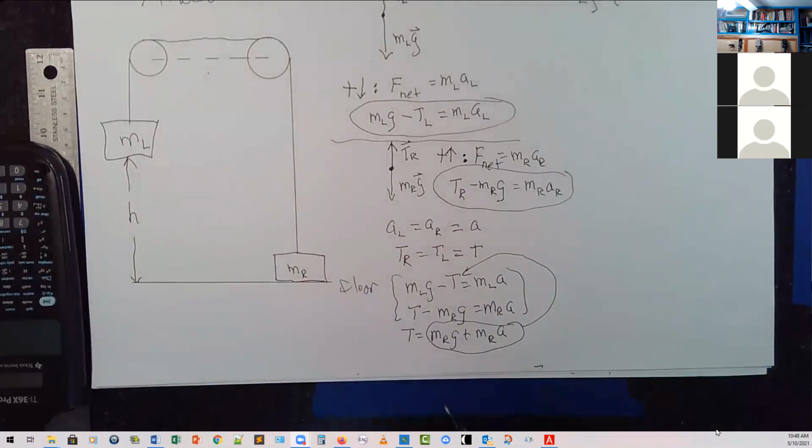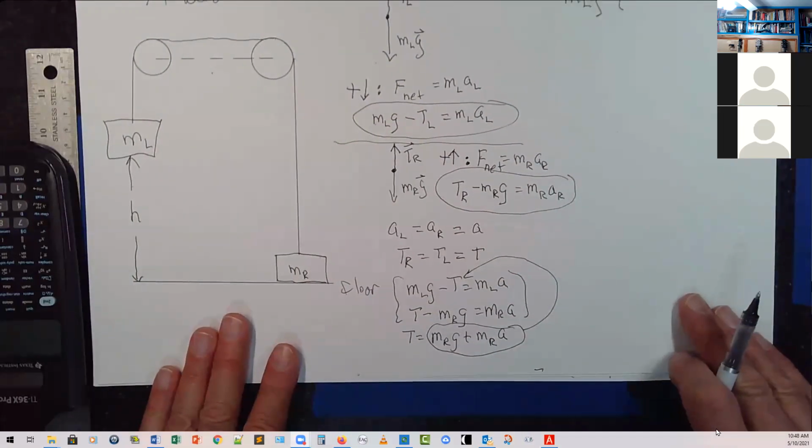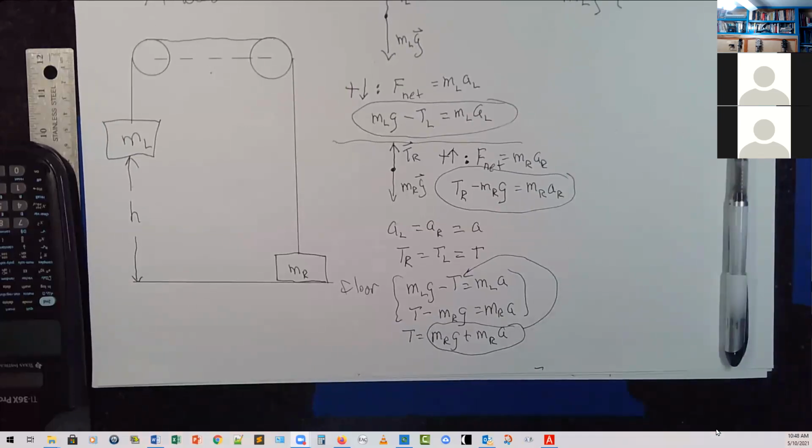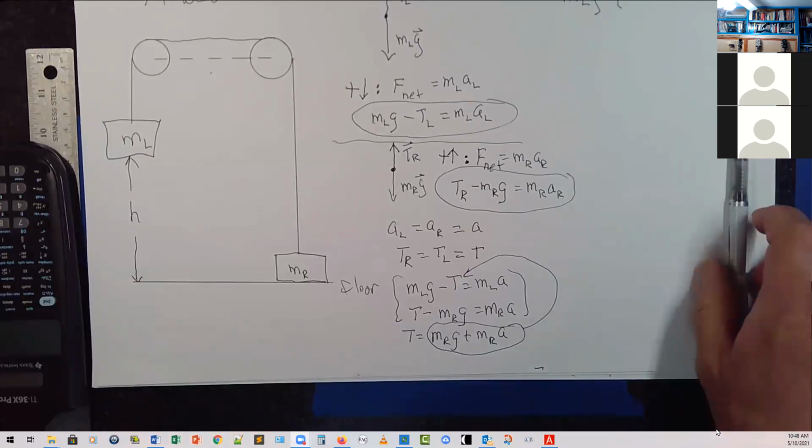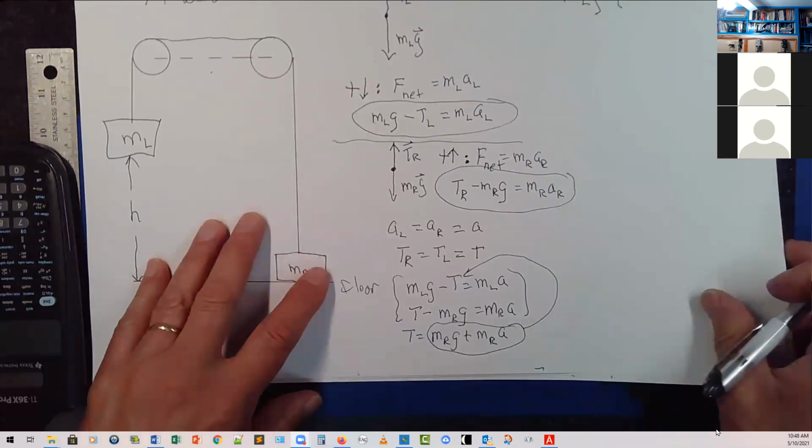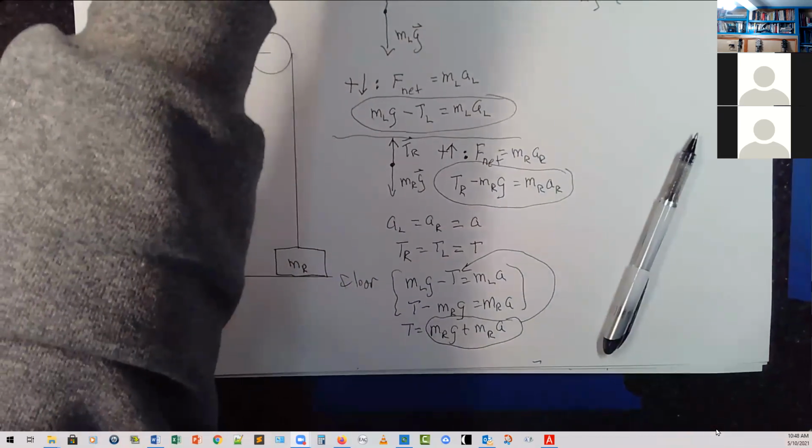Mr. Ham, I can't see what you're writing. Oh, at all? Oh, well, I can see you, but like what you're writing up there. You have to pull the paper down a little bit. Oh, okay. Or change my aim a little bit.